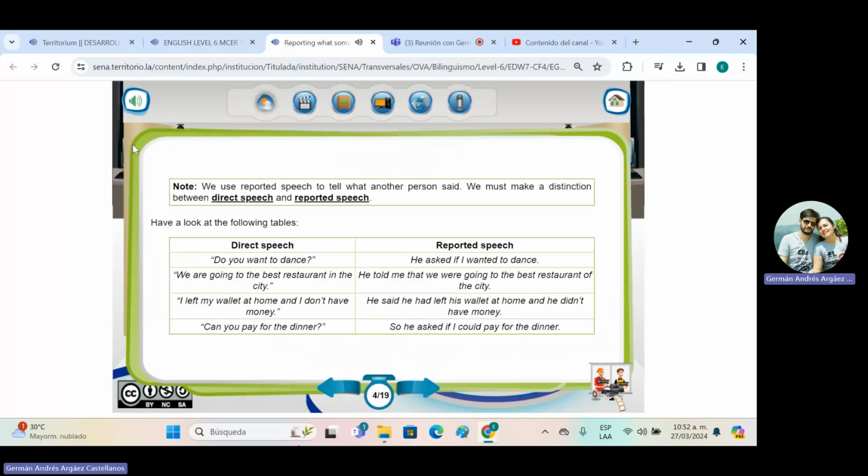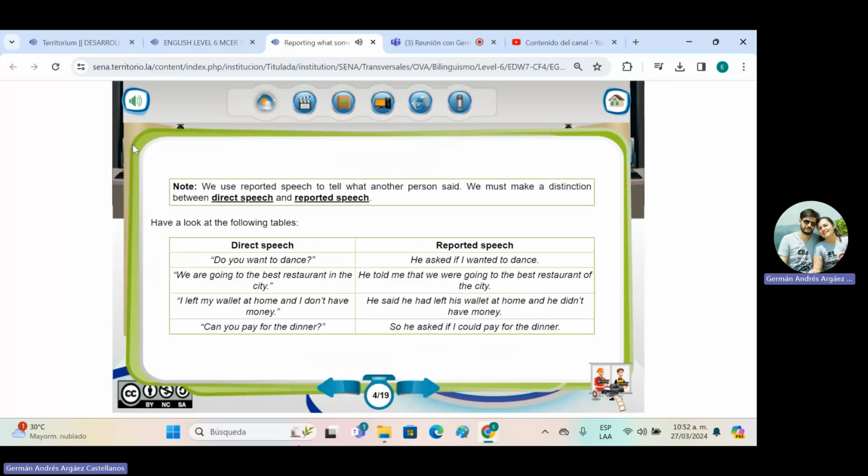Reported speech to tell what another person said. We must make a distinction between direct speech and reported speech. Have a look at the following tables. Direct speech, reported speech. Do you want to dance? He asked if I wanted to dance. We are going to the best restaurant in the city. He told me that we were going to the best restaurant of the city.